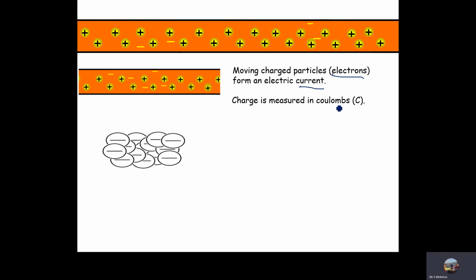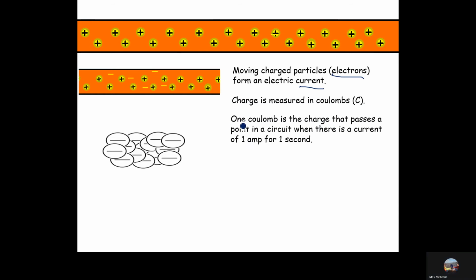Charge is measured in coulombs. The symbol for that is big C. We wanted to say what a coulomb was. We'd say that it's the amount of charge that passes a point in a circuit when there is a current of 1 amp for 1 second. So if the rate of flow of these electrons up here is 1 amp, and I time that for 1 second, then there would be a coulomb of charge passing.